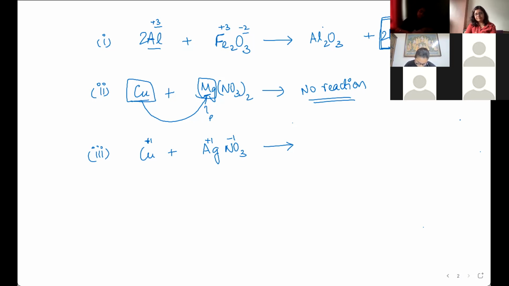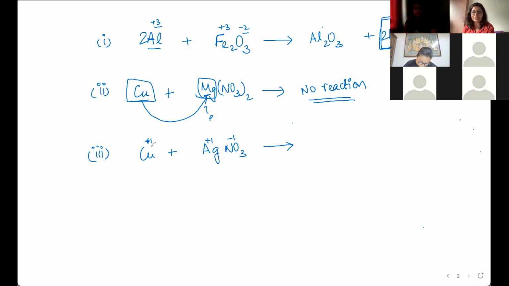Mahak got it. Mahak, you took copper's valency to be +1, but otherwise, based on your +2, the balancing and all is correct. Gautam, yes, got it. So copper has 2 valencies, +1 and +2. Usually, since silver nitrate is in +1, there's only one electron exchange that happens, so copper also ends up taking +1.